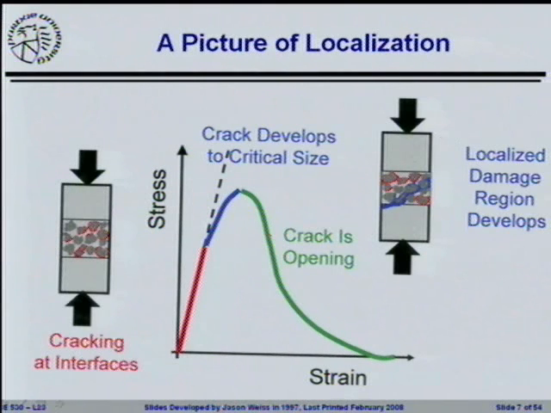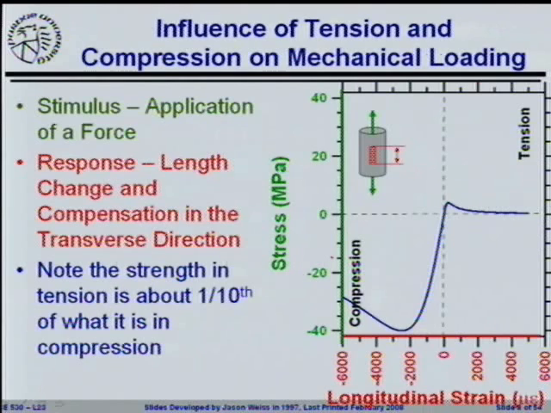So here we can see sort of a picture or concept of this idea. You're seeing a localized damage region developing. This is what we typically refer to as a crack. Localized damage region is what we're talking about as a crack. You see cracking at the interfaces. All of a sudden you start to see those cracks coalescing. Then you see the crack opening, a single crack opening while the rest of the material is unloading.